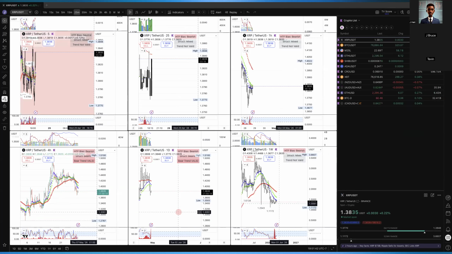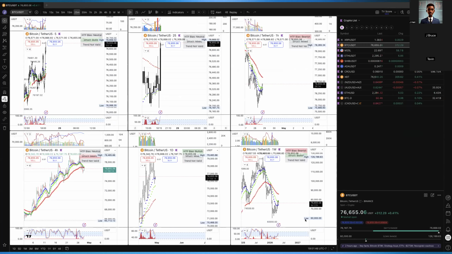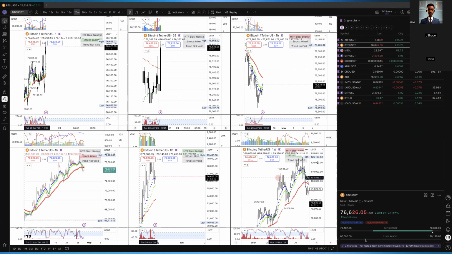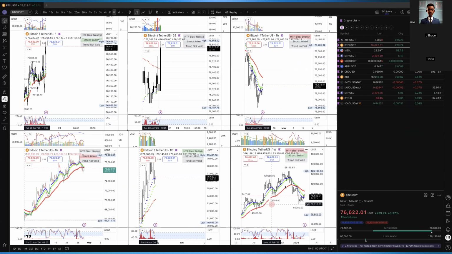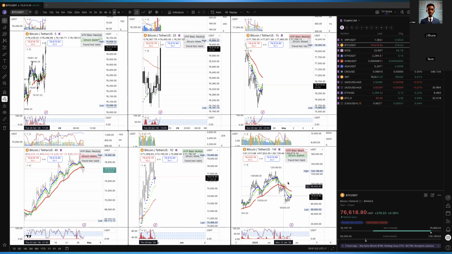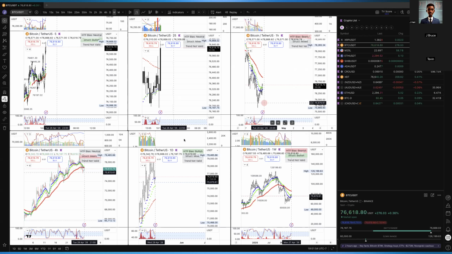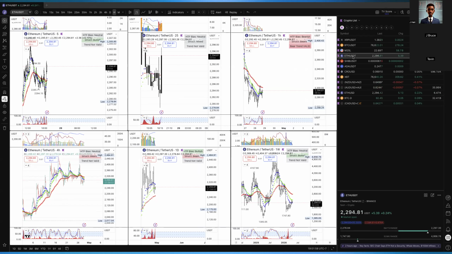We'll take a quick look at crypto. Not anything crazy. Like we talked about, Bitcoin's making a little bit of a run. It's not a run to remember or anything like that. It's just slowly doing its thing. It's not dumping, but it's also not running either. So nothing really interesting here.